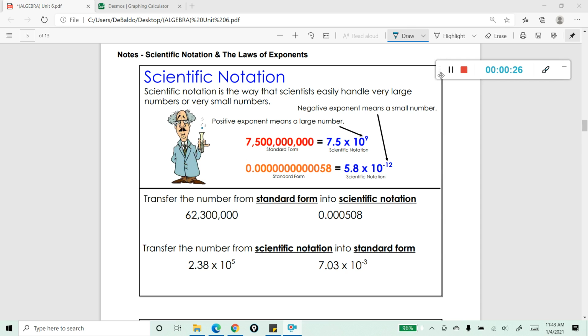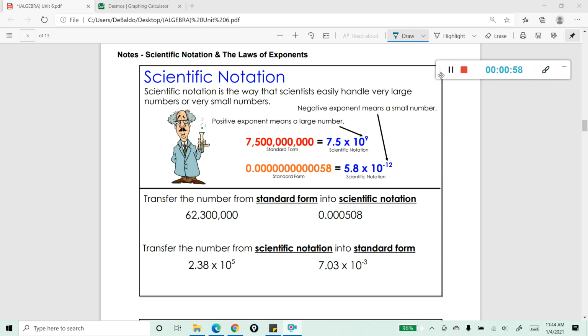You can see that the red number is a very, very large number. You can see that the orange number is a very, very small number. And both of those numbers are rewritten into scientific notation. It's a much easier, kind of like a shorthand way of writing a number like this. The original number is in something called standard form. And so we can actually transfer numbers from standard form into scientific notation, and then scientific notation into standard form.